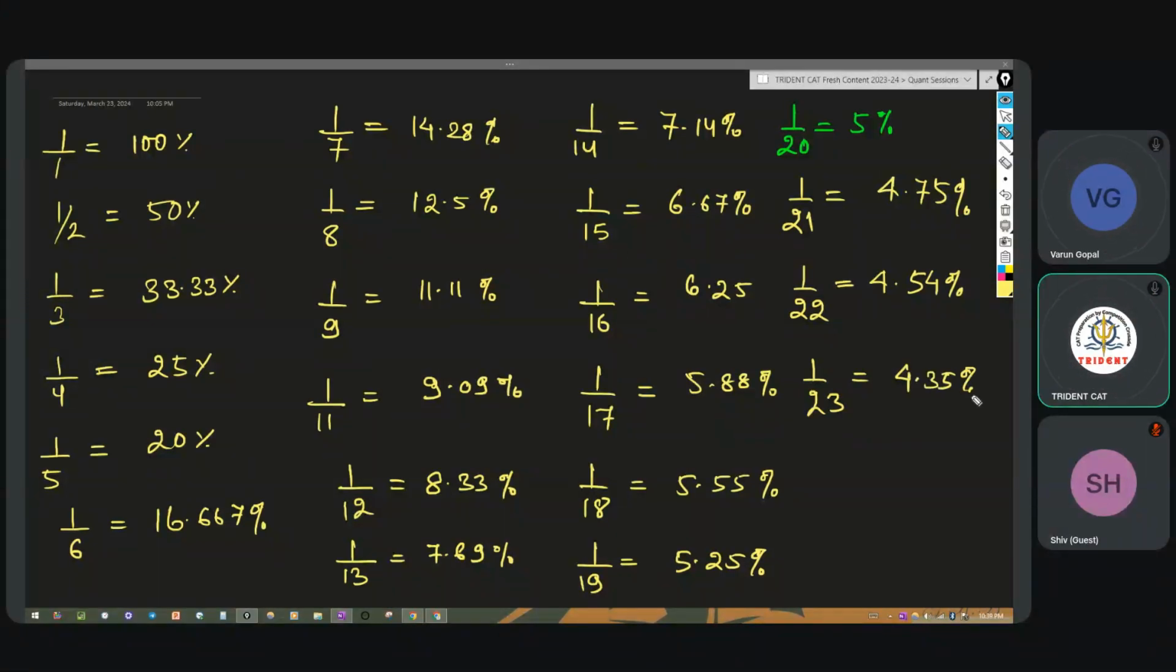Now, this is a type of number which I don't remember. For this, I am consulting with the table. 4.35, yeah. So 1 upon 24 is again easy. It's 1 upon 12 by 2, half of 8.33. Yes. 4.16, 4.17, whichever you write, that's fine. And 1 by 25 is the easiest. 4%. Now, I will highlight the important numbers, the numbers which you should always remember, or the type of numbers that ideally you will face some difficulties with.